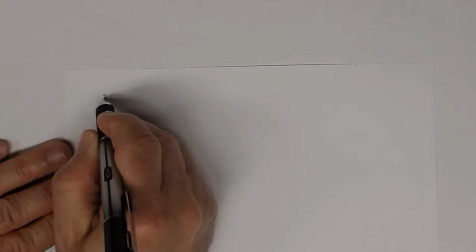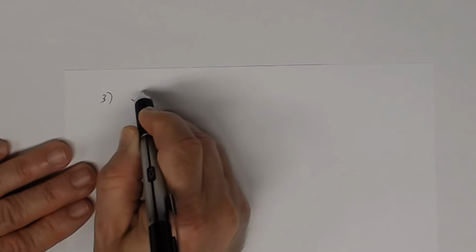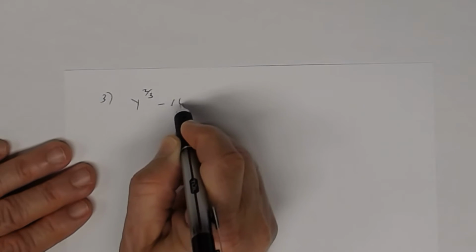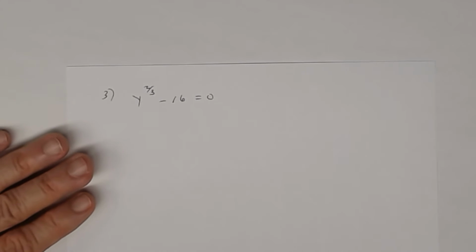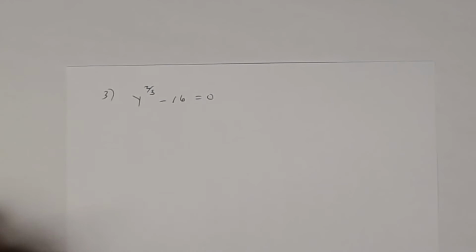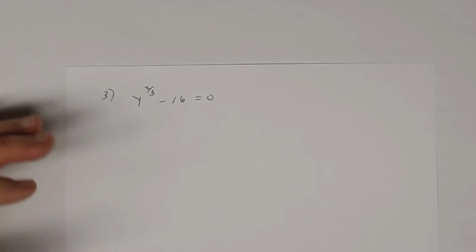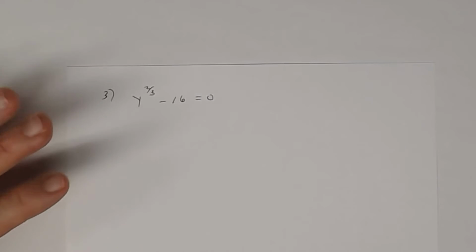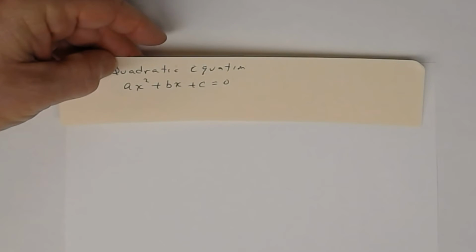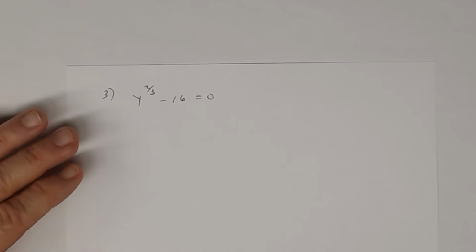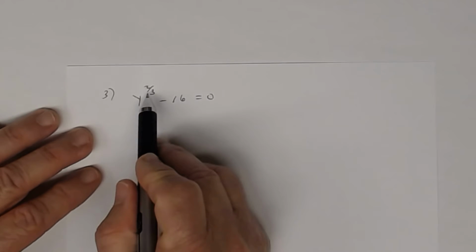So number 3, let's say we had this one. So we have y to the 2/3 minus 16 equals 0. So y to the 2/3 minus 16 equals 0. So that looks pretty complicated for most of you. But it really is not. If you go ahead and you think about that substitution, trying to get a quadratic equation, it's fairly simple. So let's look at this right here.